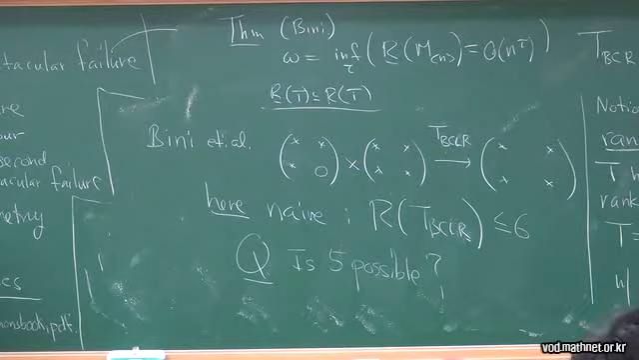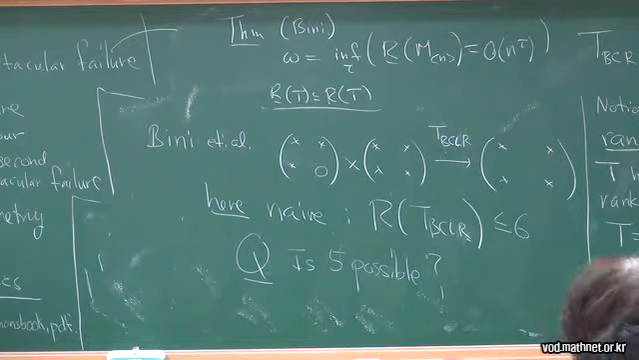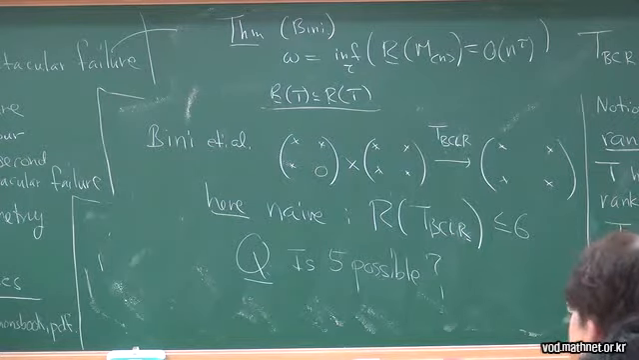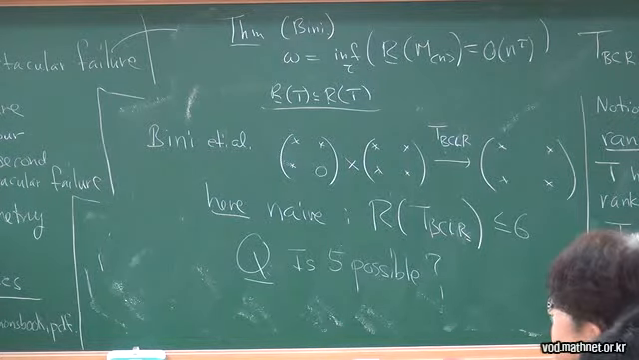Questions before I go on? So in the border rank case, Bini's 5 is the optimal. Yes, but that was only proved much later.